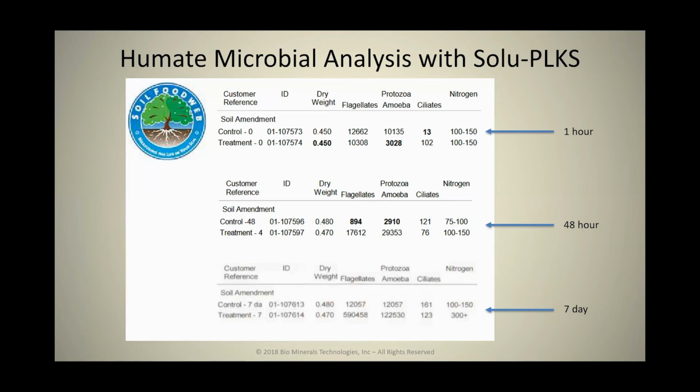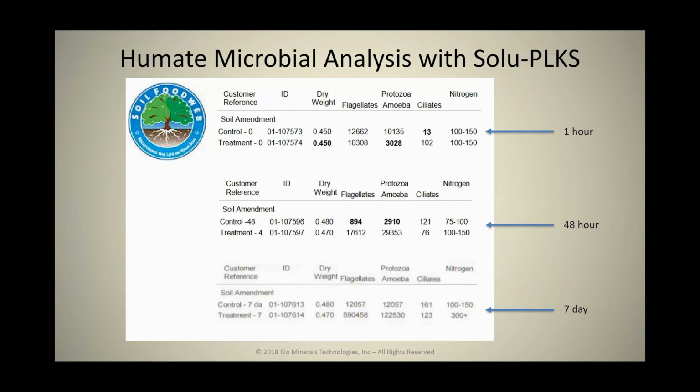The treatment, after 1 hour, we were at 10,000 and we hadn't stimulated our amoebae, just hadn't started yet. By 2 days, notice that the control had dropped back down because there was no stimulant in the water. The flagellates went from 12,000 down to just under 900. The amoebae went from 10,000 to 2,900. However, because of the stimulants and the minerals and availability in the Solu-PLKS for biorelease, our flagellates were at 17,000, our amoebae were at 29,000.